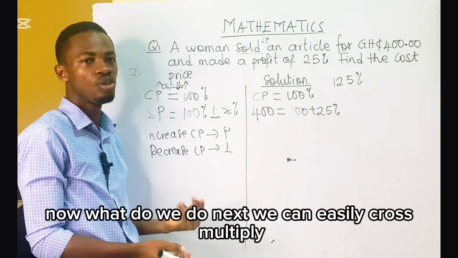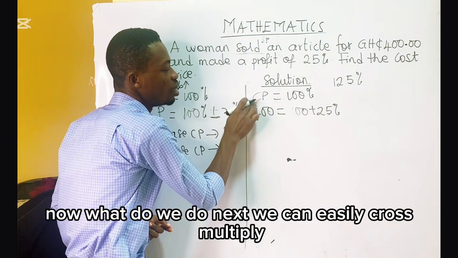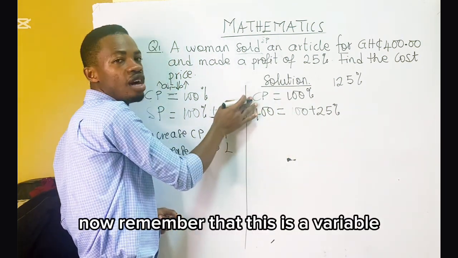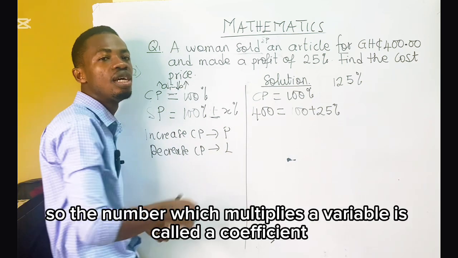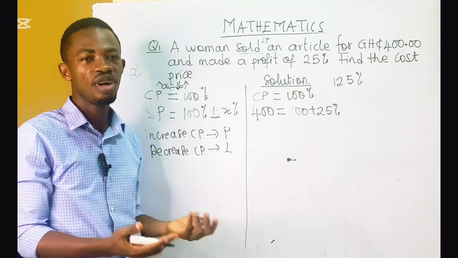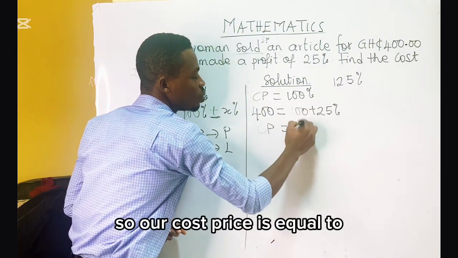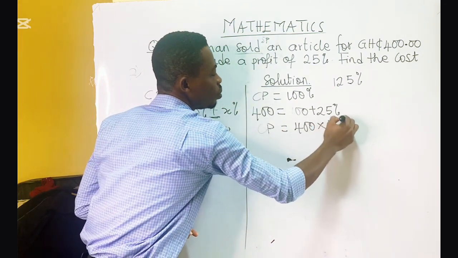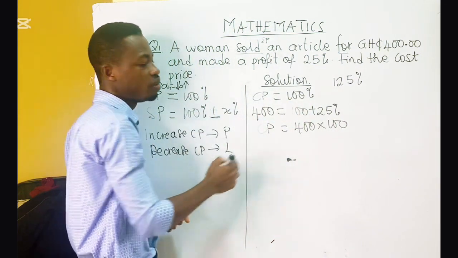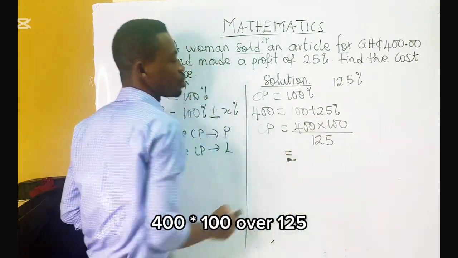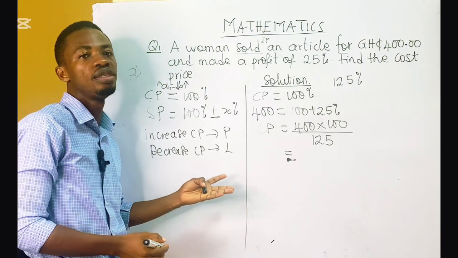Now what do we do next? We can easily cross multiply. Now remember that this is a variable. So the number which multiplies a variable is called a coefficient. And coefficient will always divide. So our cost price is equal to 400 times 100 over 125. Then we simplify.